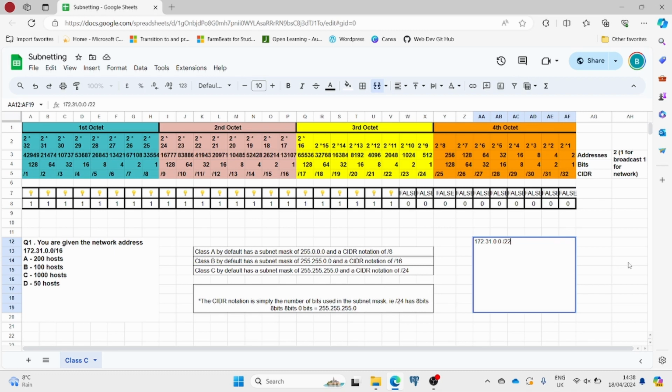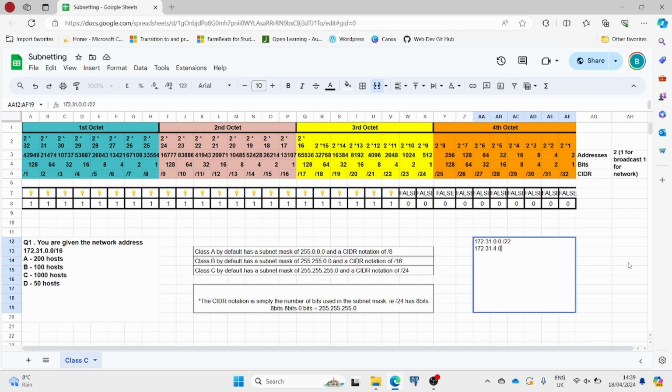With that 4 in mind, I know that the next network would be starting there with 4.0. So that's the first network done, a /22. That will have a maximum of 1024 minus 2 for the hosts, so 1022, because that's the closest number above 1000 hosts. And then we move on to our next one.